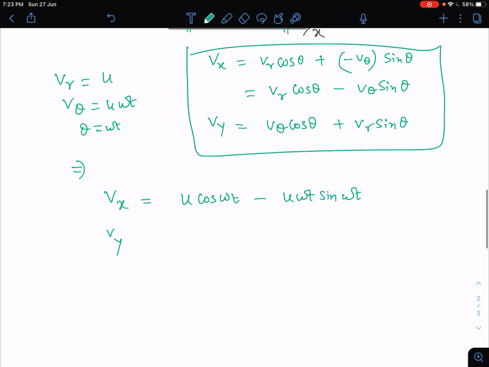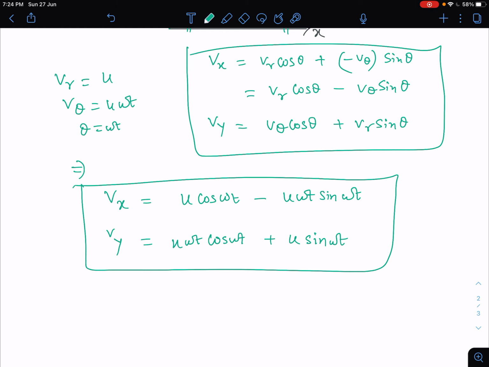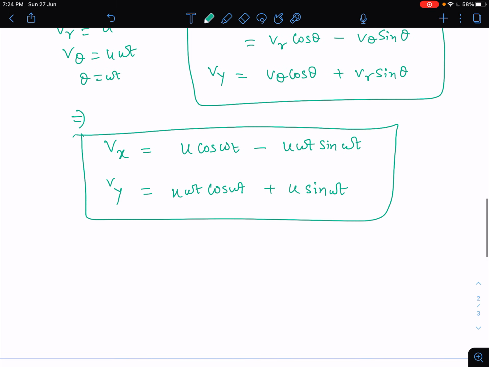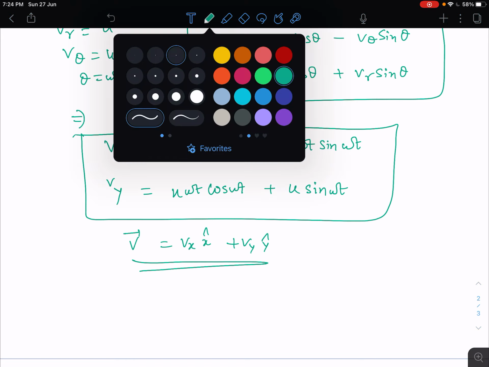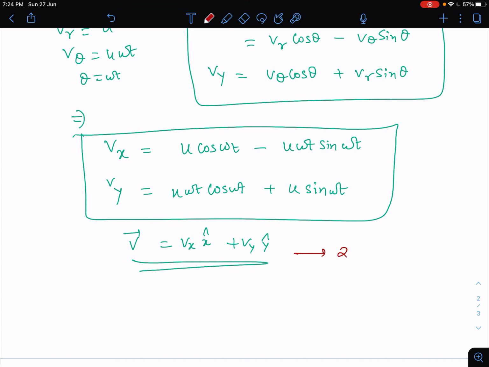So again, what is Vy? Vy is Vθ, which is u omega t, times cos theta, that is cos omega t, plus Vr, which is u sin theta, that is sin omega t. So that gives Vr, Vx and Vy as a function of theta, omega and u. So our V is nothing but Vx x cap plus Vy y cap. So this is our answer to part 1b.